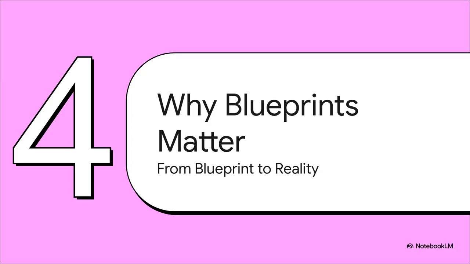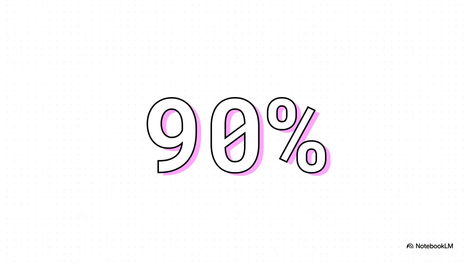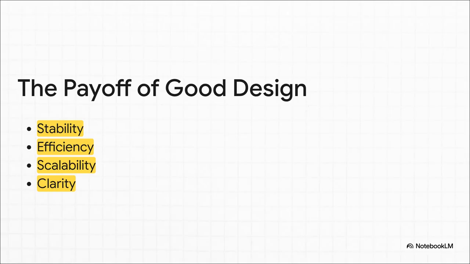So we've looked at entities, attributes, relationships, even some of the advanced stuff. But let's zoom back out. Why does spending all this time on a blueprint actually matter in the real world? Well, because the amount of data we're all dealing with is just staggering. Get this, 90% of all data in existence was generated in just the last 2 years. Trying to manage that explosion of information without a solid plan is, well, it's a recipe for absolute disaster. A good blueprint, a good design pays off big time.